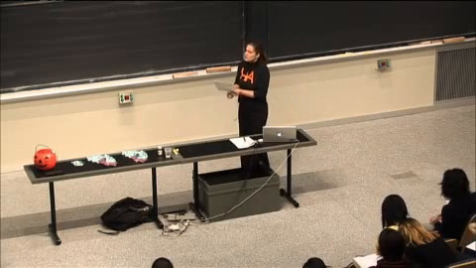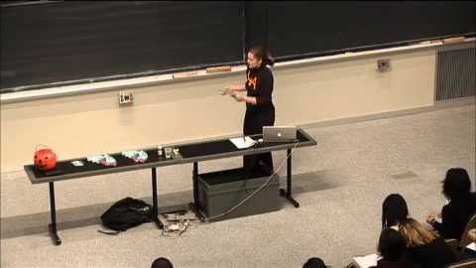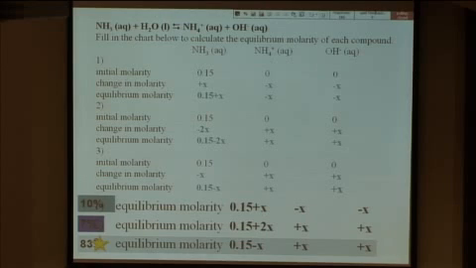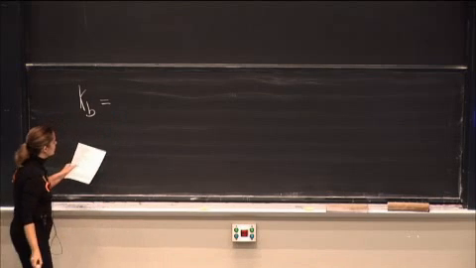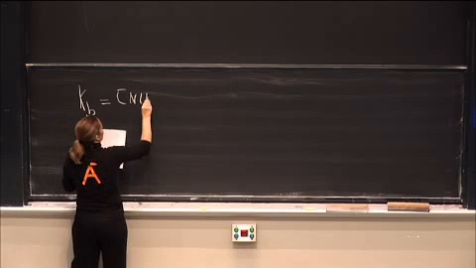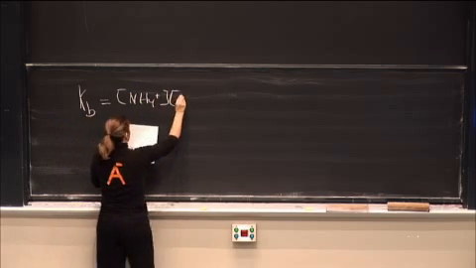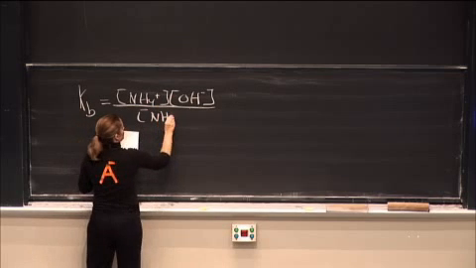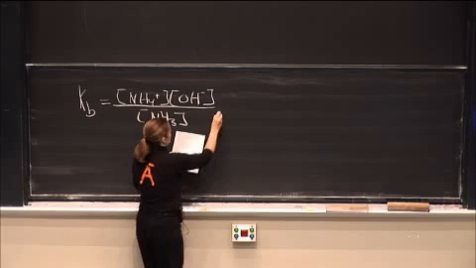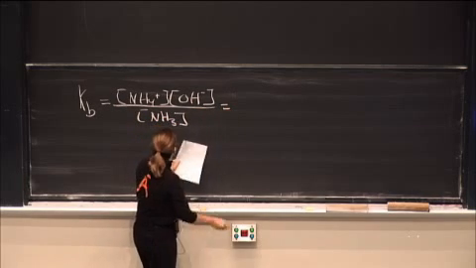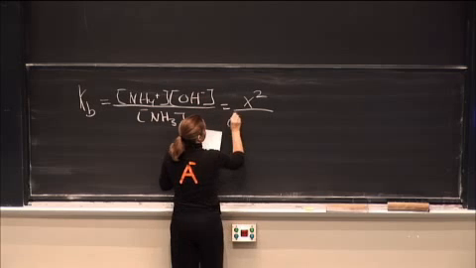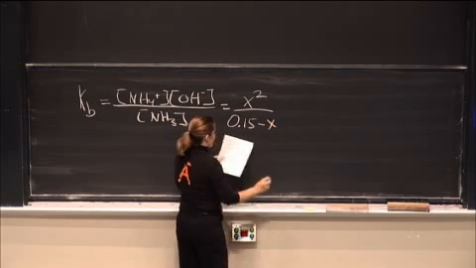All right, so we can use that information now. You could leave that clicker question up for a minute. We're going to talk about the Kb. So the Kb is going to be equal to our products, NH4 plus and our hydroxide ion concentration, over NH3. Now I can fill in the values that you told me. On the top, we're going to have x squared. On the bottom, we're going to have 0.15 minus x.